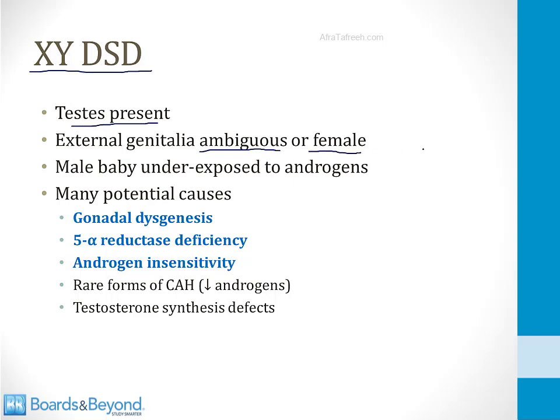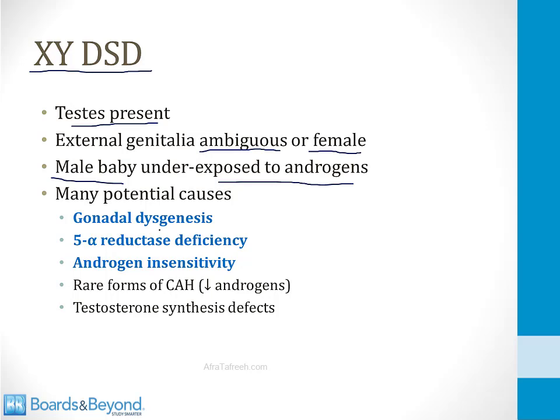Remember, when there's a disruption in any of those many factors necessary for male development, the baby may be born appearing to be female. And in general, these disorders happen anytime a male baby, meaning a baby with an X and Y chromosome, is underexposed to androgens in utero. There are many potential causes of XY disorders, many more than the XX disorders. These disorders are more complicated because male development is so much more complicated.